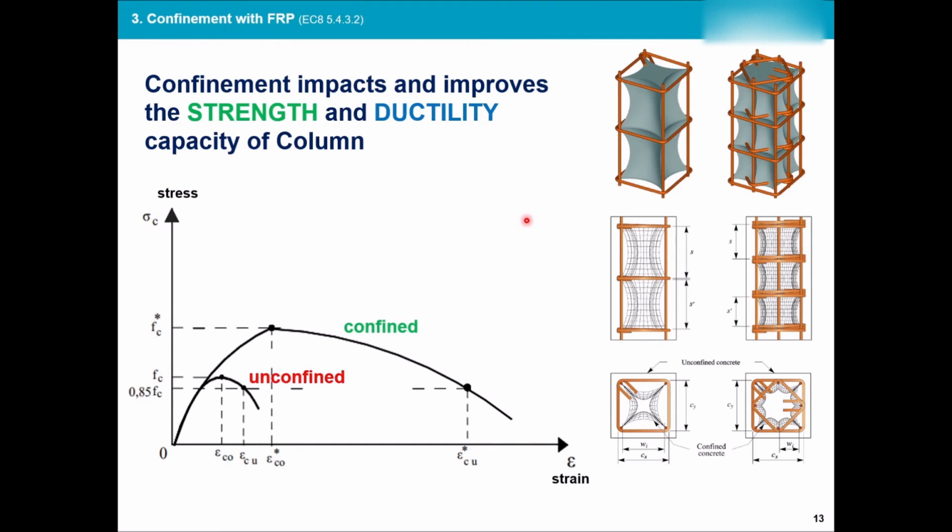Now, confinement in columns and generally in reinforced concrete is a very important thing, and the more confinement you have, the higher strength you will have, as well as better ductility.